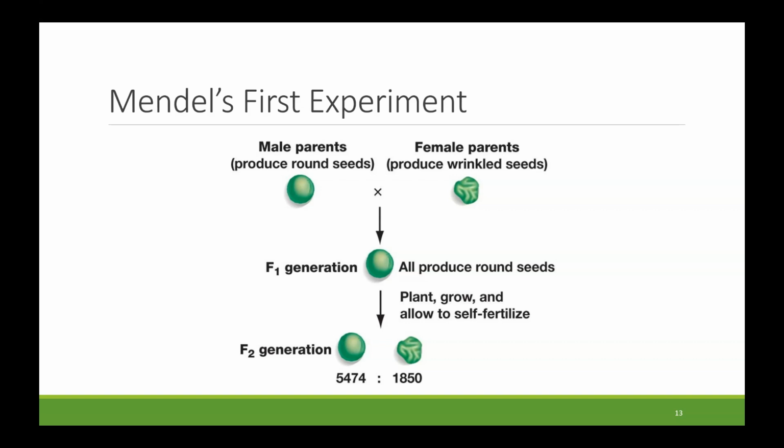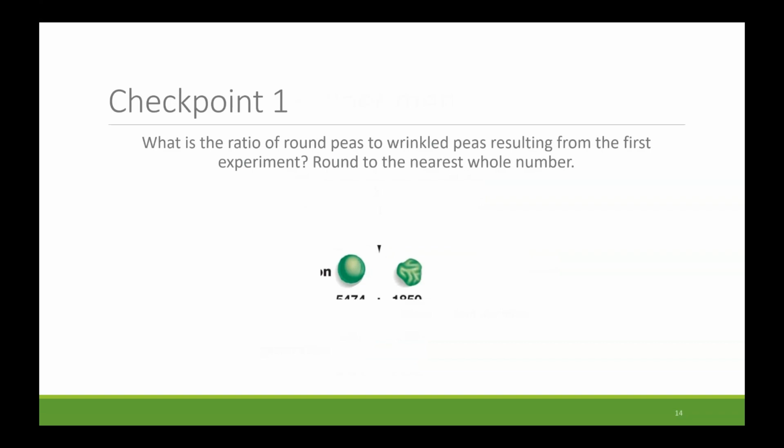Now, if you look at these numbers, it may not be immediately obvious, but they have a very specific ratio to each other. And so in this first checkpoint, I want you to calculate what that ratio is. What is the ratio of round peas to wrinkled peas resulting from this first experiment? So to find this, you divide the first number by the second number, and you can round to the nearest whole number when you're coming up with your answer.